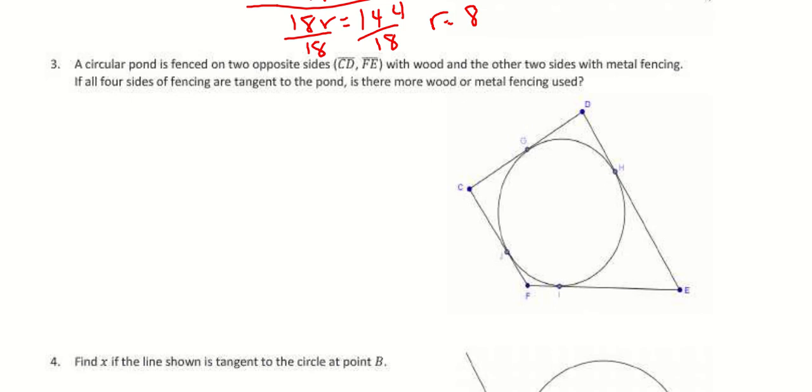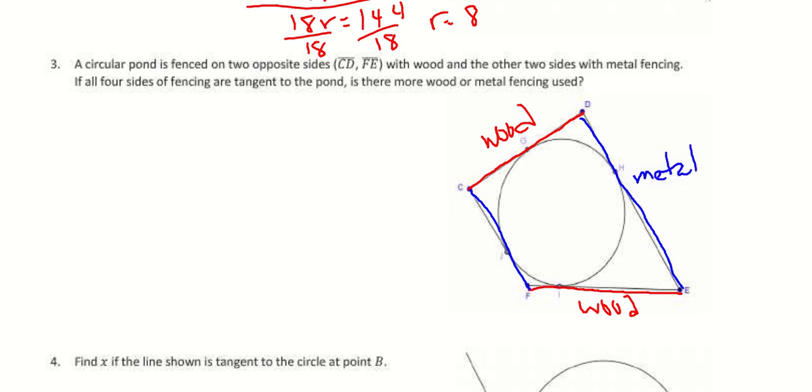So 2 opposite sides, CD and EF, are both wooden. Maybe there's 4 houses surrounding this thing. The other 2 sides are metal. They want to know which is bigger. It's an interesting question, actually, because at first sight, you might say, well, the metal's bigger because this side's like super long, right?